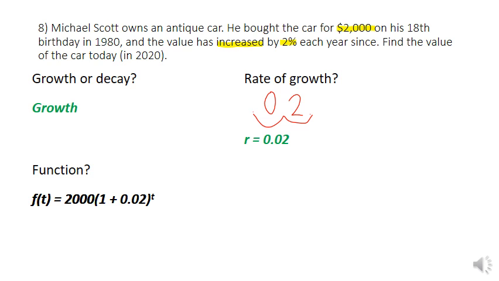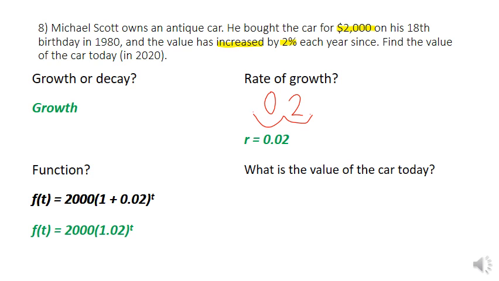You could also condense what's in those parentheses to be 1.02. So that's our function. Now to find what the value of the car today is, the only thing we have to plug in is time. All right, and then we can find out the time from up here. So he bought the car in 1980, and we want to know the value of the car today. So how many years have passed from 1980 to 2020? Well, the difference would be 40 years. So wherever we see t, we are going to plug in 40.